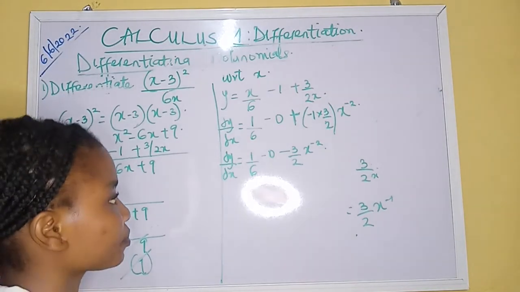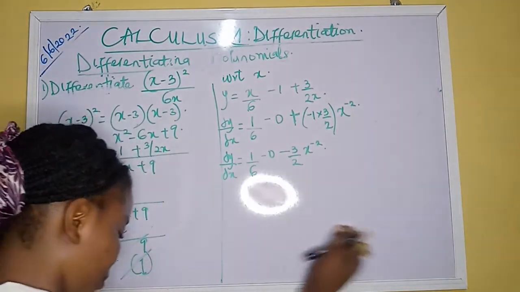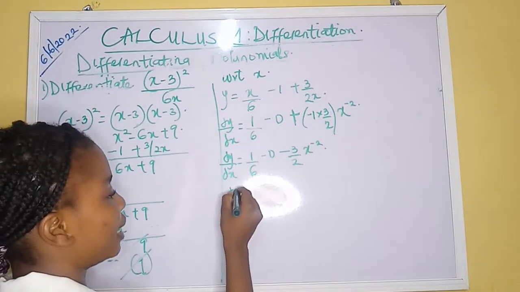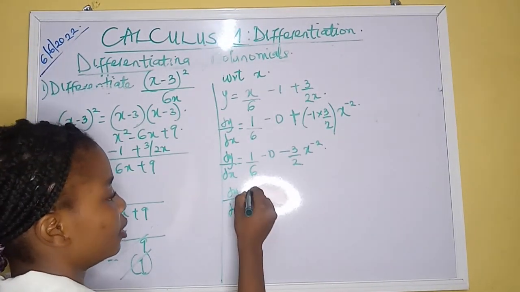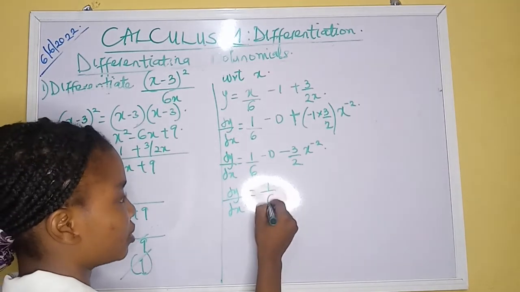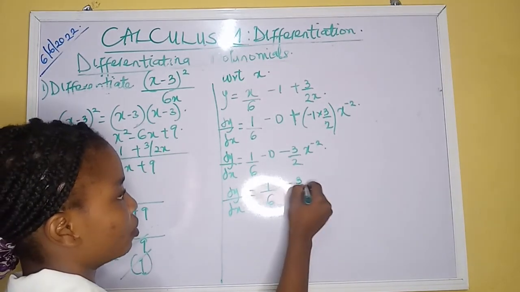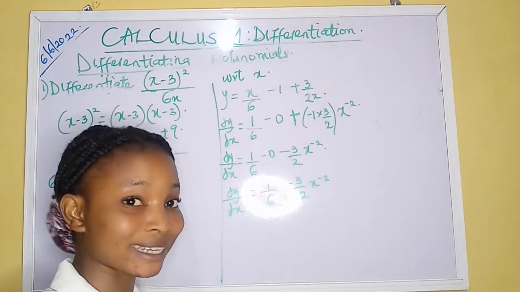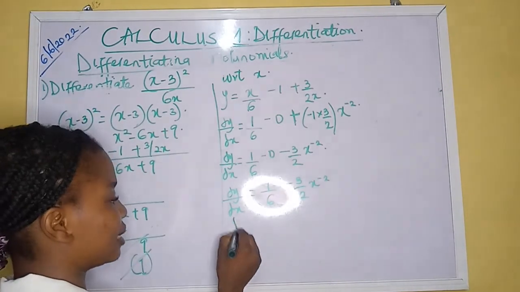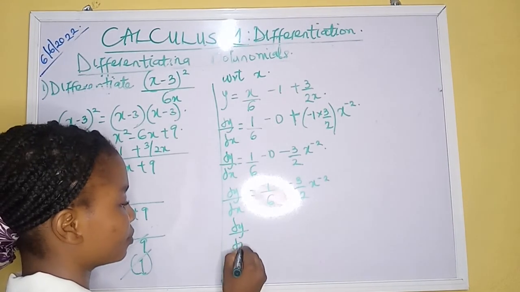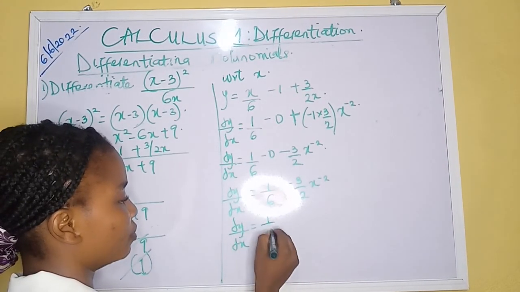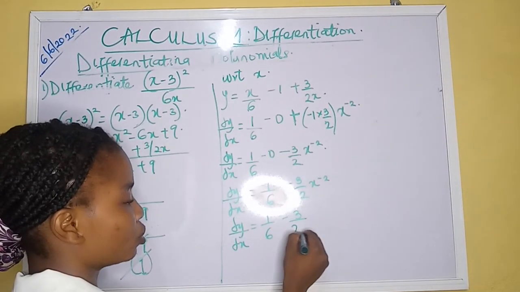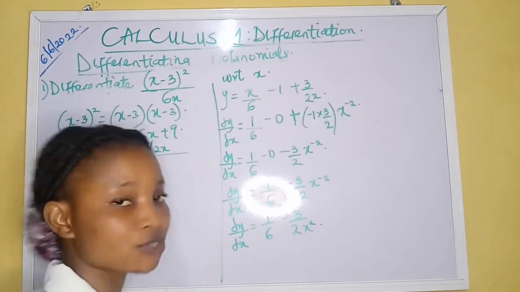Right? So automatically, dy over dx becomes 1 over 6 minus 3 over 2, x raised to the power minus 2. Or I can even decide to write it as 1 over 6 minus 3 over 2x squared. It's still the same thing.